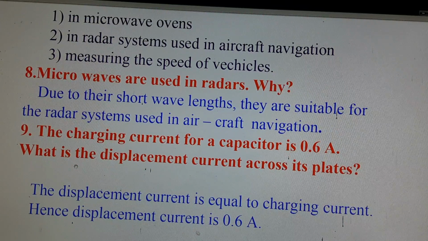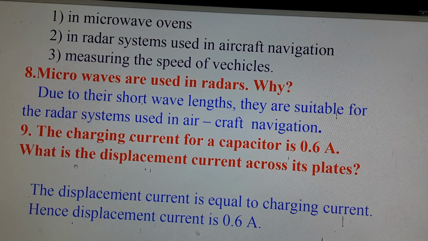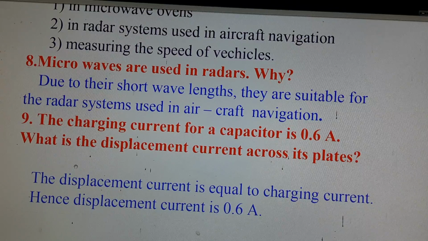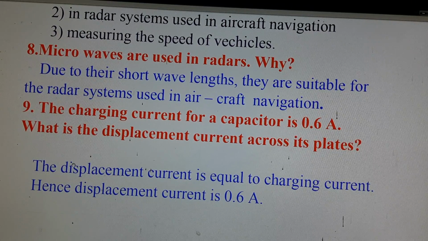So microwaves are used in radar system. Why? We already know microwaves are used in aircraft navigation and radar system. Why are we using them in radar system? Because of their short wavelength. So microwaves have short wavelengths, so they are suitable for radar systems used in aircraft navigation.